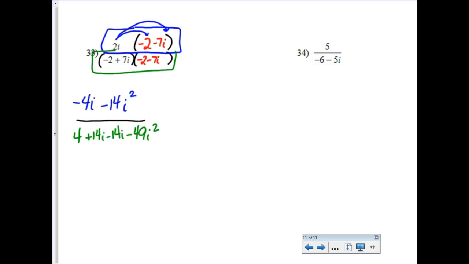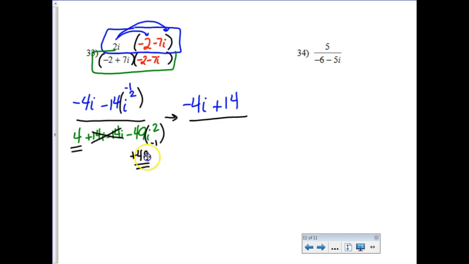Alright, so now it's time to have fun with combining like terms. These are going to knock out. And all these i squareds that we see are going to change for a negative 1. So we have a little work on the numerator to do as well. You have negative 4i and then a minus 14 times negative 1, right? So this is really a plus 14. So you have a negative 4i and then a plus 14. We'll come back to that order in a minute. Divided by this negative 49 times negative 1. This becomes a plus 49. So this 4 is added to the 49 and you get a 53.